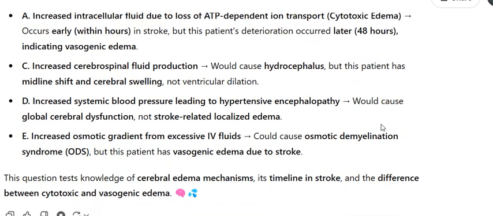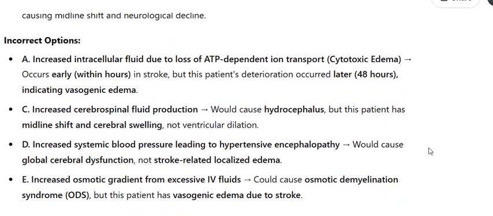Incorrect options. A. Increased intracellular fluid due to loss of ATP-dependent ion transport, cytotoxic edema, occurs early within hours in stroke, but this patient's deterioration occurred later, 48 hours, indicating vasogenic edema. C. Increased cerebrospinal fluid production would cause hydrocephalus, but this patient has midline shift and cerebral swelling, not ventricular dilation. D. Increased systemic blood pressure leading to hypertensive encephalopathy would cause global cerebral dysfunction, not stroke-related localized edema.